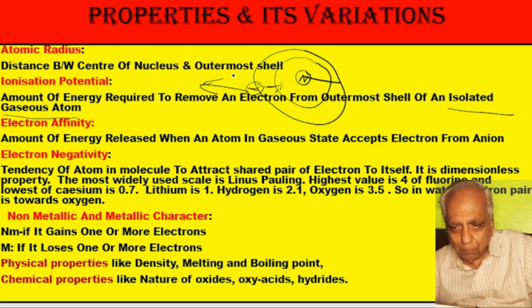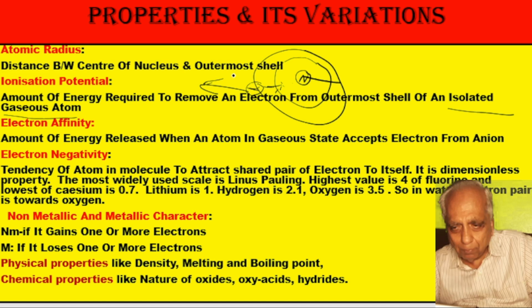So the amount of energy required to remove an electron from the outermost orbit is called ionization potential, and the amount of energy released when a gaseous atom accepts such an electron, that is electron affinity. So ionization potential means the electron we are removing. Electron affinity means attraction. So an electron is getting attracted towards the atom, it is coming into the orbit. So at that time it releases certain energy.